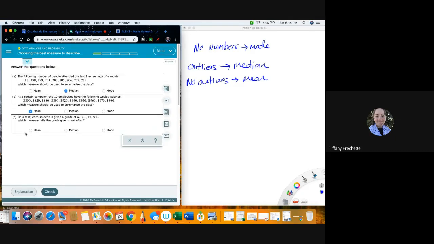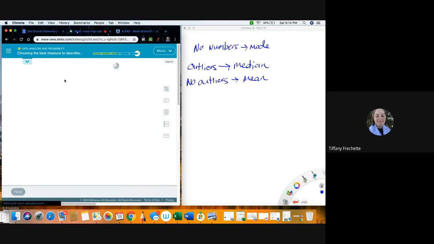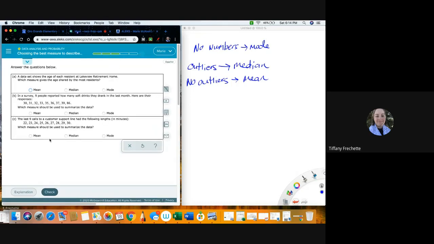On a test, each student is given a grade of A, B, C, D, or F, which measure tells the grade given most often. So every time you hear most often or anytime there's no numbers, mode. All right, let's do one more of these. A data set shows the average age of each resident at Lakeview Retirement Home, which measure gives the age shared by most residents. So I'm hearing most, and I don't see any numbers.